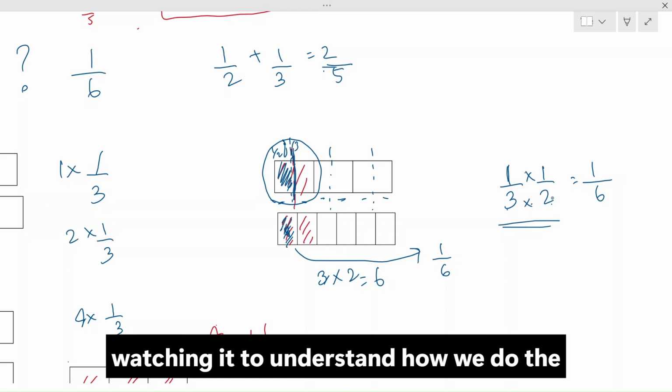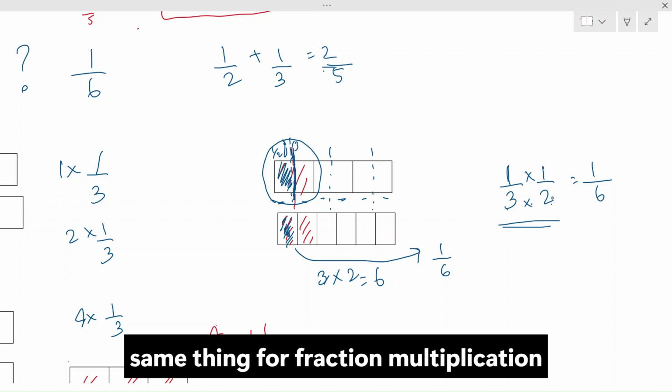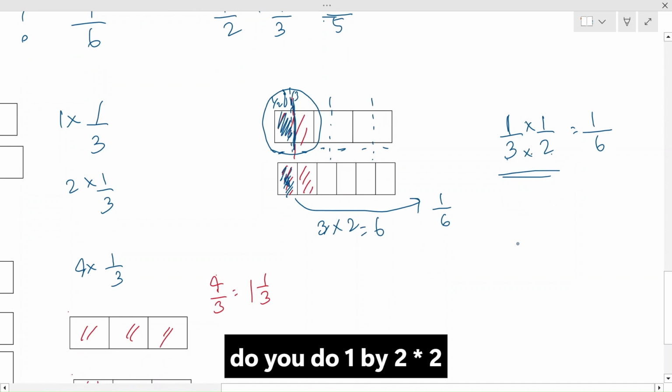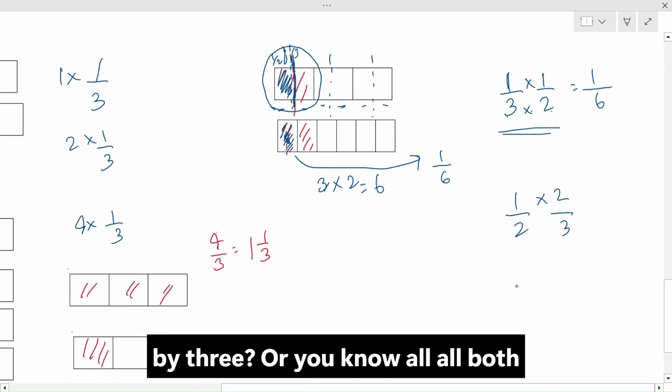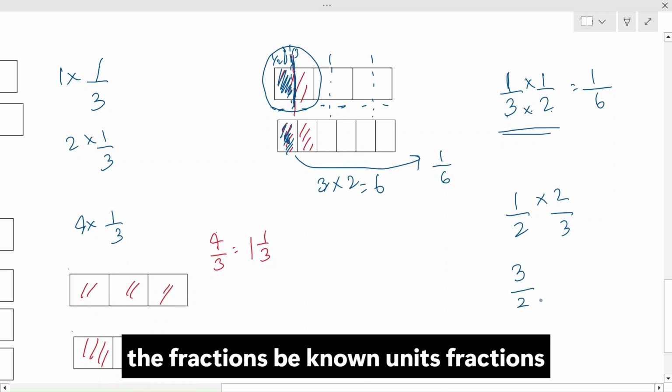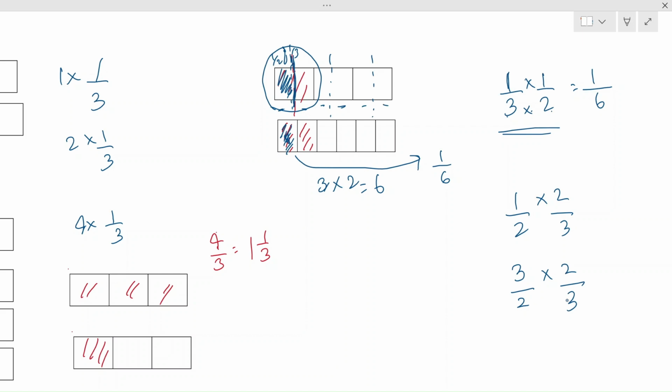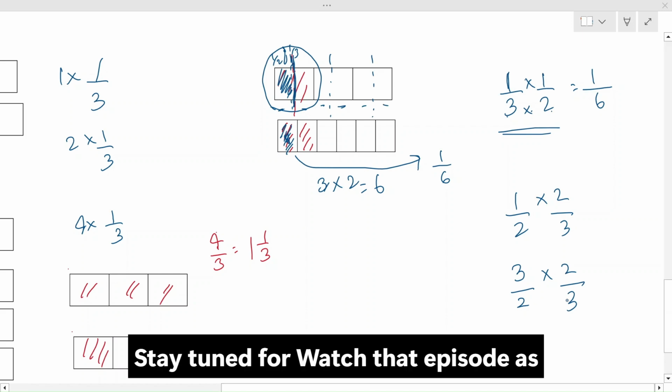Keep watching it to understand how we do the same thing for fraction multiplication without a unit fraction. For example, how do you do 1 by 2 times 2 by 3? Or where both the fractions are non-unit fractions, like 3 by 2 times 2 by 3. Stay tuned and watch that episode as well.